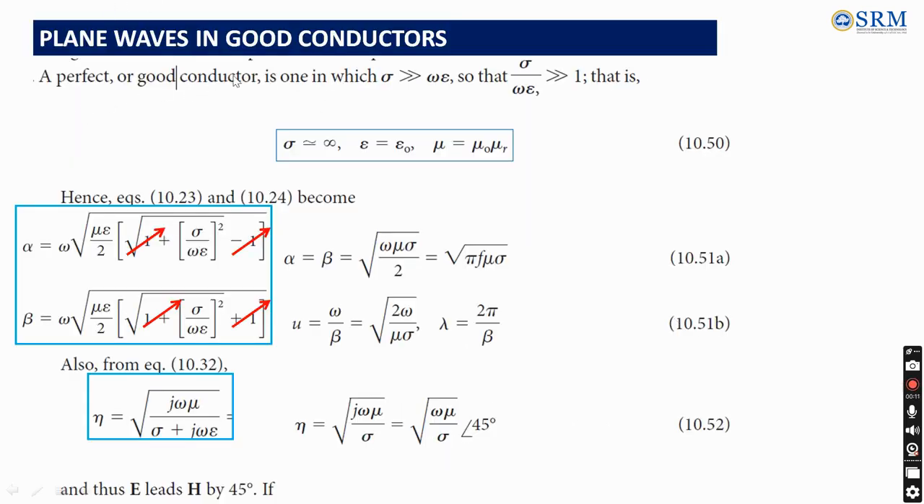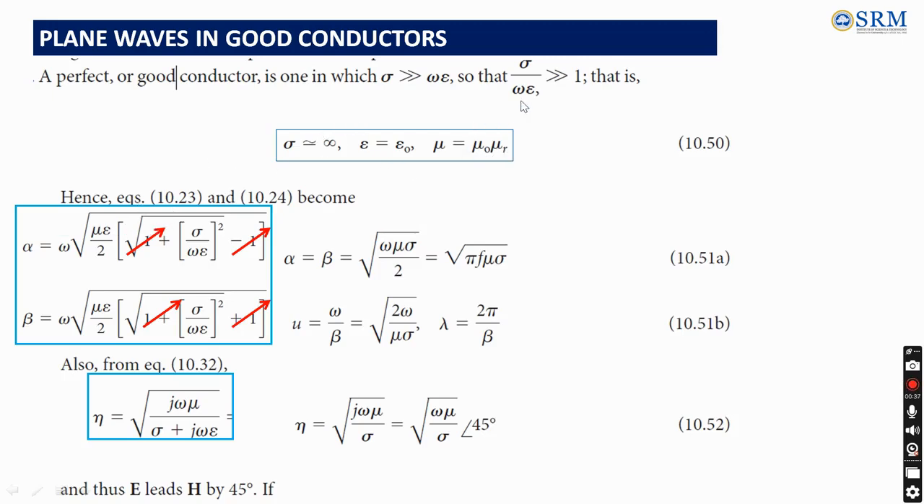A good conductor or a perfect conductor is one where the conductivity is very large compared to the term omega epsilon, so that sigma by omega epsilon is very large compared to 1. That means conductivity is approximately equal to infinity in the case of a good conductor. Permittivity is equal to the free space permittivity. Permeability depends on the free space value as well as the relative permeability.